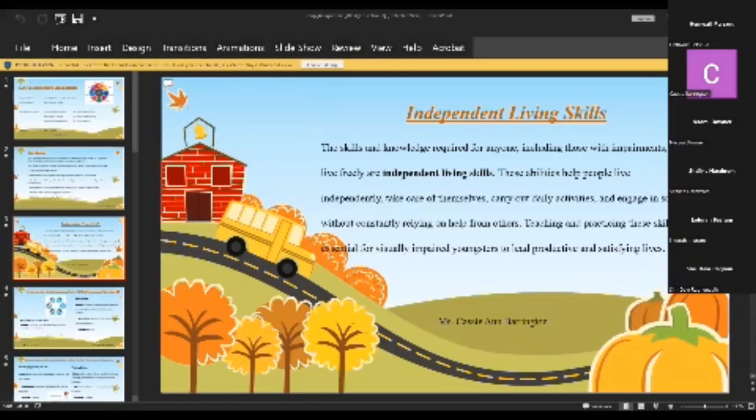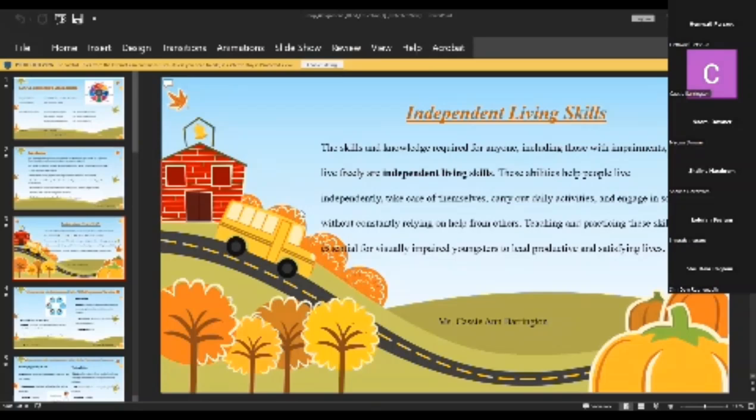Independent living skills. The skills and knowledge required for anyone, including those with impairments, to live freely are independent living skills. These abilities help people live independently, take care of themselves, carry out daily activities, and engage in society without constantly relying on help from others. Teaching and practicing these skills are essential for visually impaired youngsters to lead productive and successful lives.